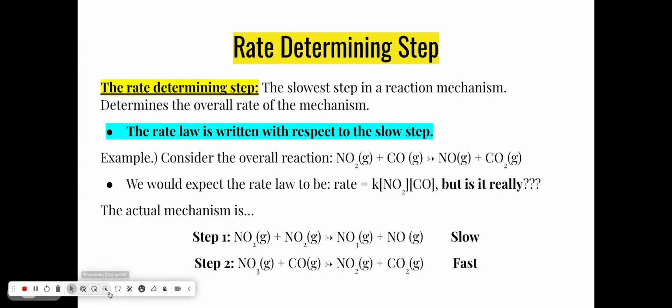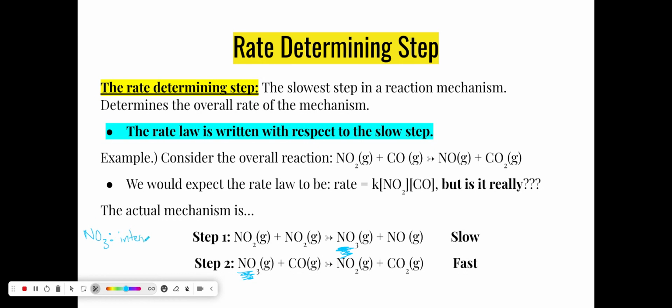A couple things before we write the new rate law. I just want to point out that an intermediate has been produced. NO3 is our intermediate because it was produced, then consumed in the mechanism. So NO3 is the intermediate here, okay?